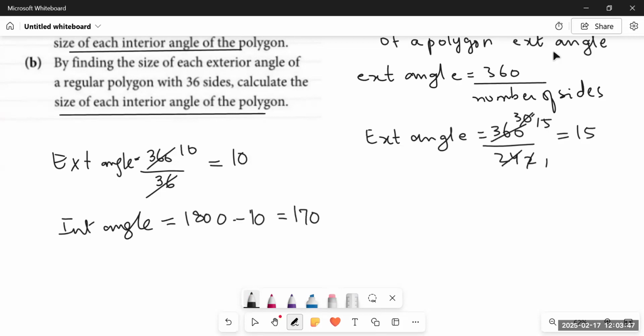You see, first we divided 360 by the given number of sides. After that, we came to know the size of the exterior angle, and after finding that, we subtracted it from 180 to find out the measure of the interior angle. This is how we have to do it, students.